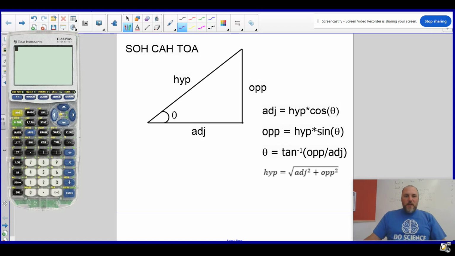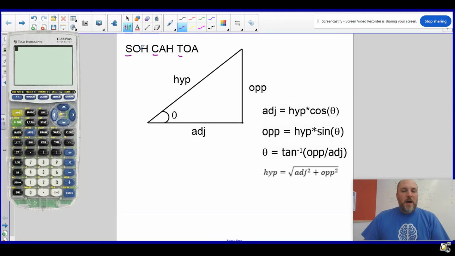Hi everyone. Today we're going to look at projectiles that are launched at an angle, but before we do that, let's just rewind and look at our trig a little bit. We have our mnemonic device, SOH-CAH-TOA, which tells us how the magnitudes of each side of a right triangle are related to the trig functions.